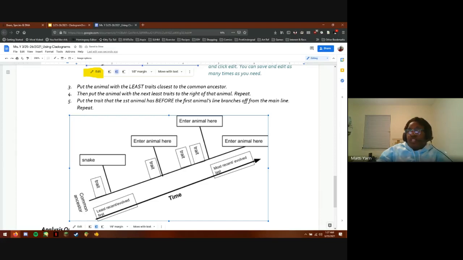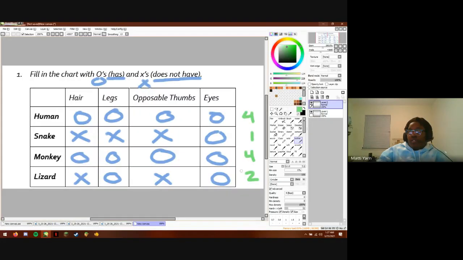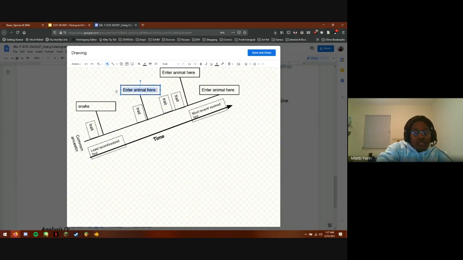So we're going to put the animal with the next least traits to the right of that animal. Okay. Next least traits, as we did see, was the lizard. And then human and monkey are tied. We're going to go back to that in a second. So we said lizard. All right. And then human and monkey are tied. But we know, just based on what we've learned so far, that humans are the most recent evolution. So we're going to put monkeys here because they're before the evolution of humans. Okay, and that's just something that we kind of know already as scientists and as biology students. So snake, lizard, monkey, humans.